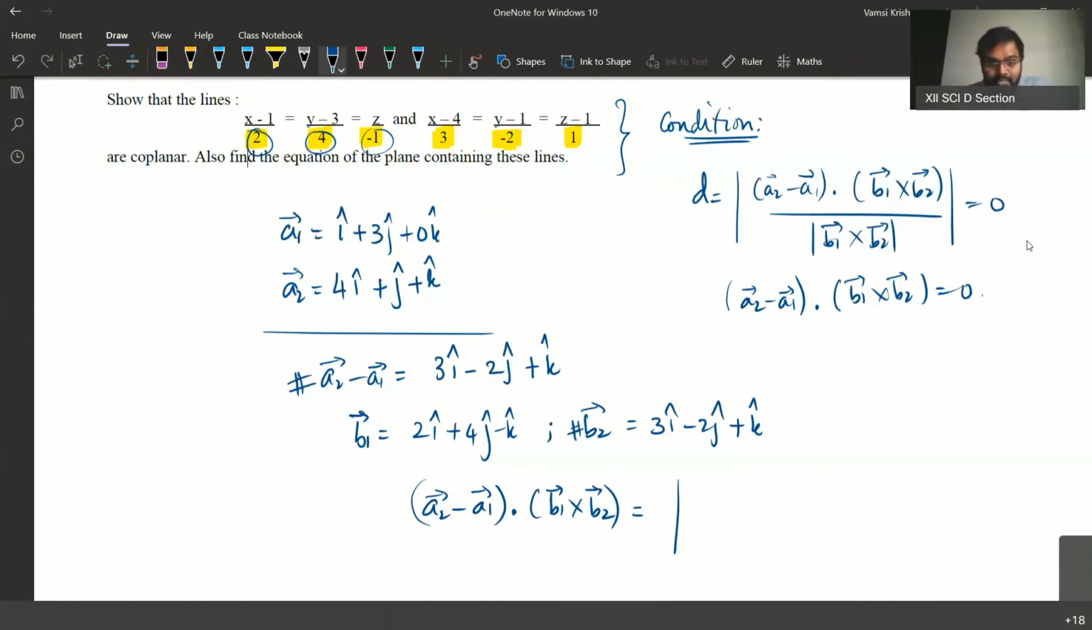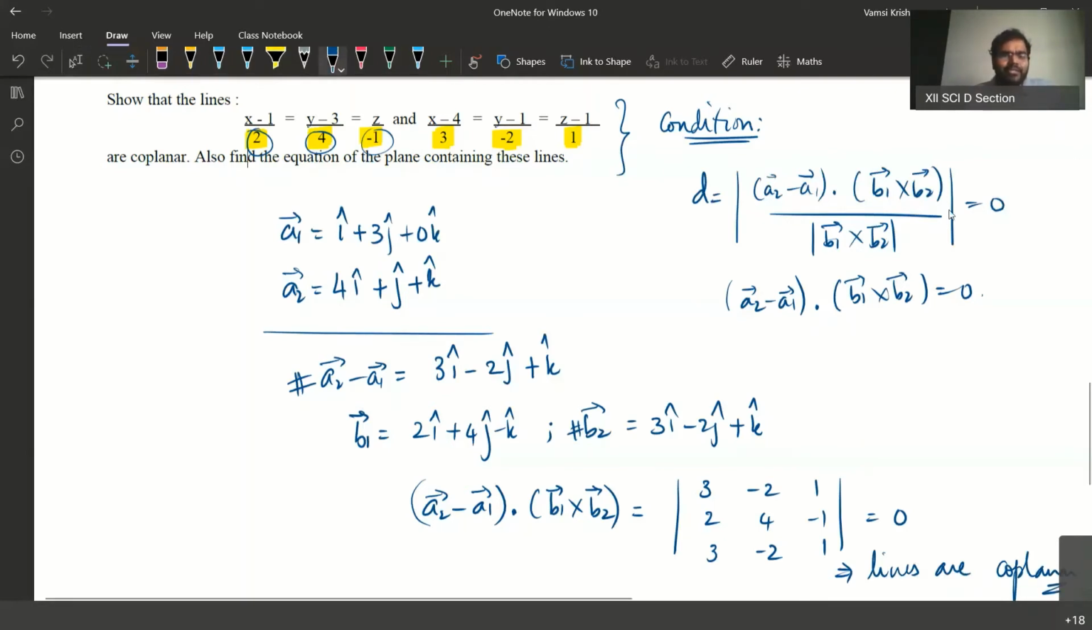In our case, A2 minus A1 is 3, minus 2, 1; then 2, 4, minus 1; and 3, minus 2, 1. Clearly this determinant is 0 because the first and third rows are the same. So we have proved that the lines are coplanar, they form a plane. The second part is to find the equation of the plane containing these lines.